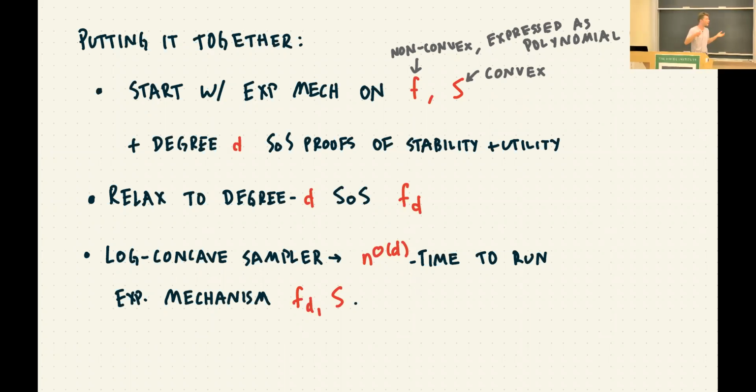And then I'll hand the whole thing off to a log-concave sampler. If I manage to do everything in degree d, and n is the number of variables or the dimension of the underlying sampling problem, I'm going to end up with something like an n to the O(d) time sampling procedure for this relaxed exponential mechanism that will maintain the privacy and utility properties of my original one.